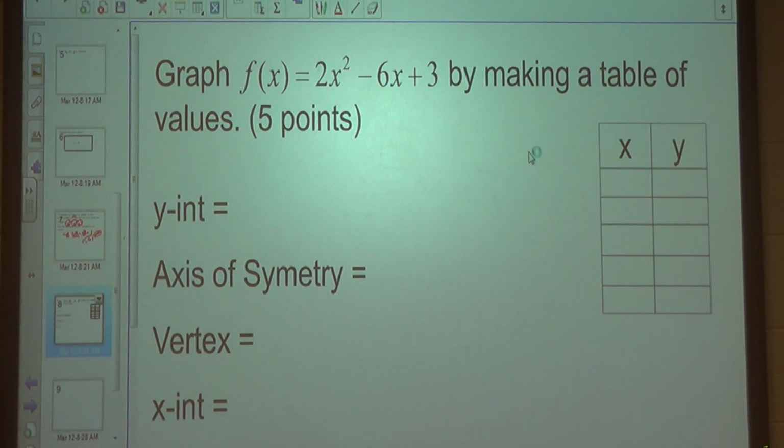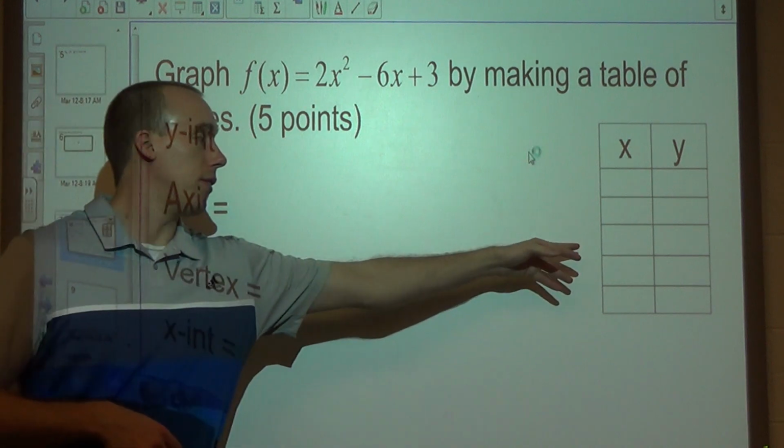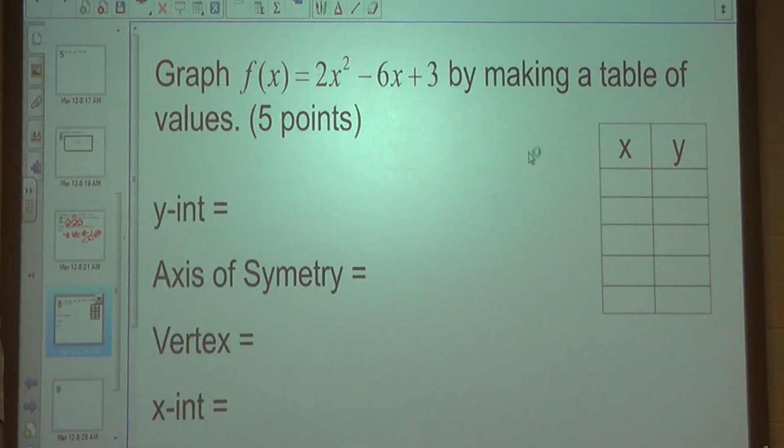And then this is 5 points of the test, so you all should be able to get one of the 5 points by just looking at it. We can actually do a table on your calculator if you use the y equals and then you go second table, so you'd be able to do that on there.